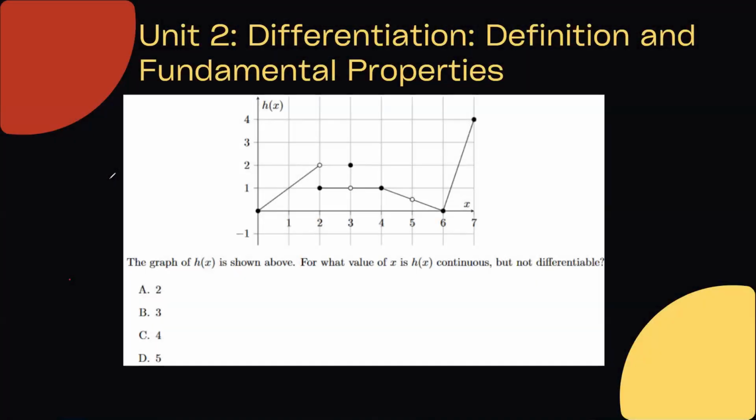The graph of h is shown above. For what value of x is h of x continuous but not differentiable? So if we look at 2, here at 2 you have a jump discontinuity, so it's not continuous. At 3 we have a removable discontinuity, so it's not continuous. At 4 you have a corner, but it is continuous, so it's not differentiable, but continuous. And just to check, at 5, you have a removable discontinuity as well.